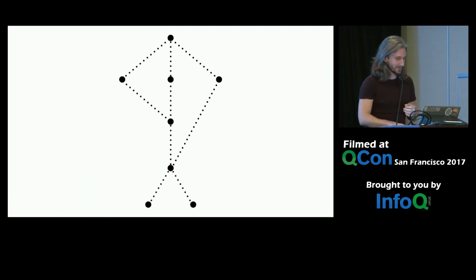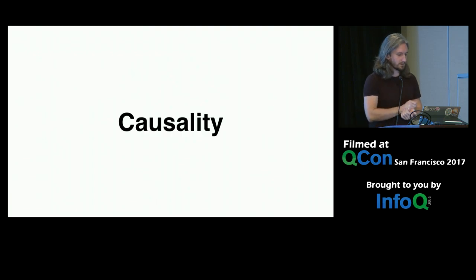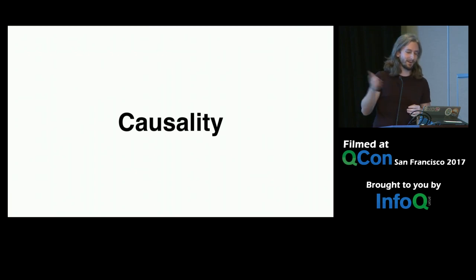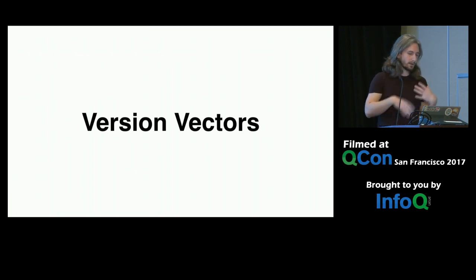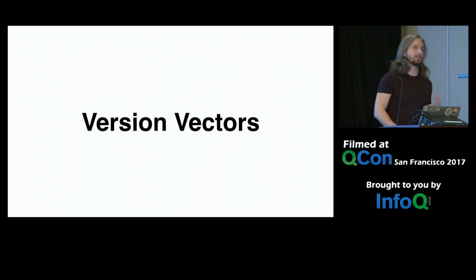Okay, so let's go back to causality. Turns out lattices are super useful for modeling causality, for reasons that you can probably already see. Specifically in this case, what we're talking about is a concept called version vectors. Let's just walk through an example of a version vector scenario. Let's say we have three servers. We have S1, S2, and S3.